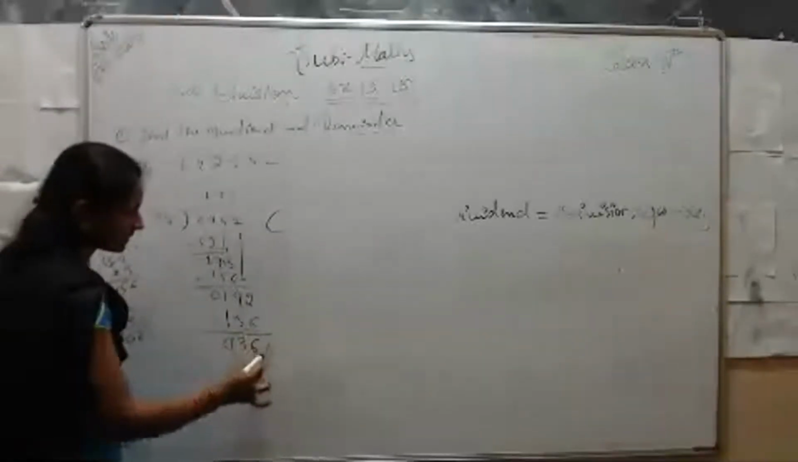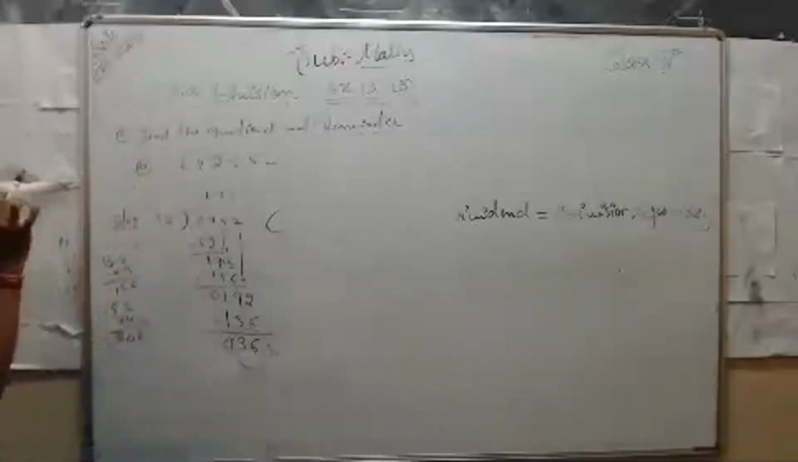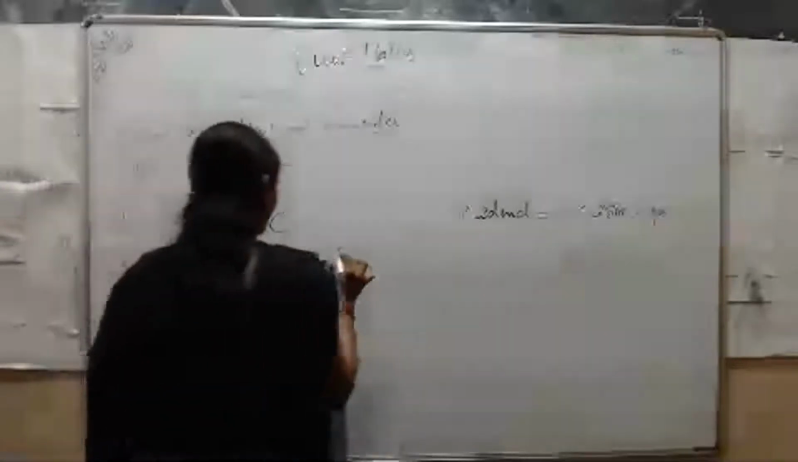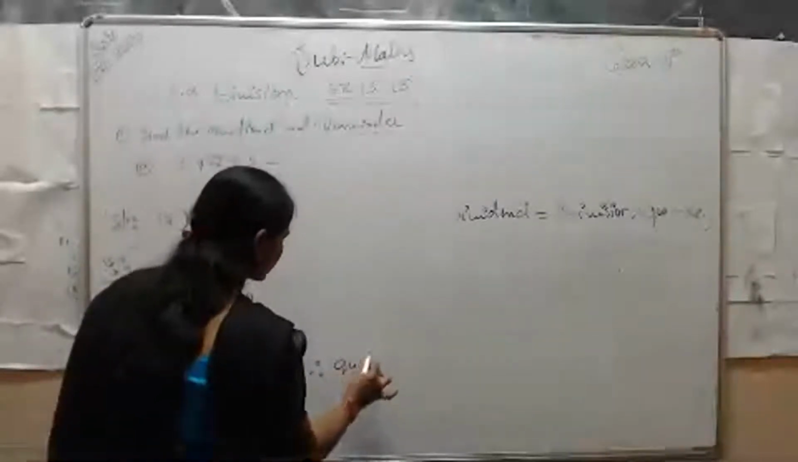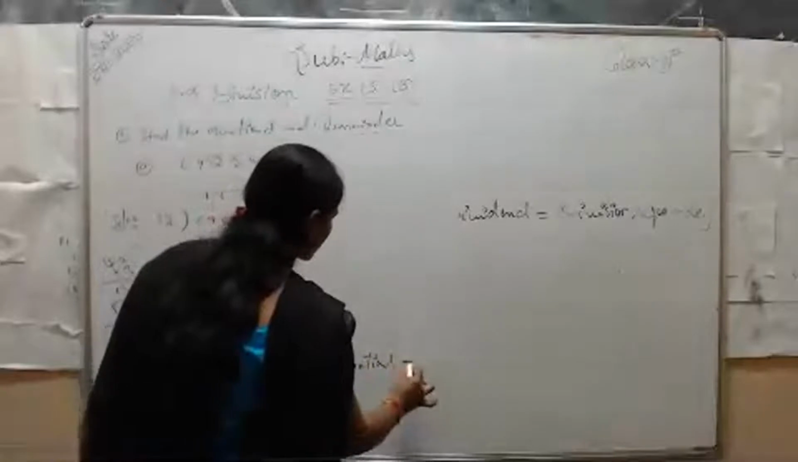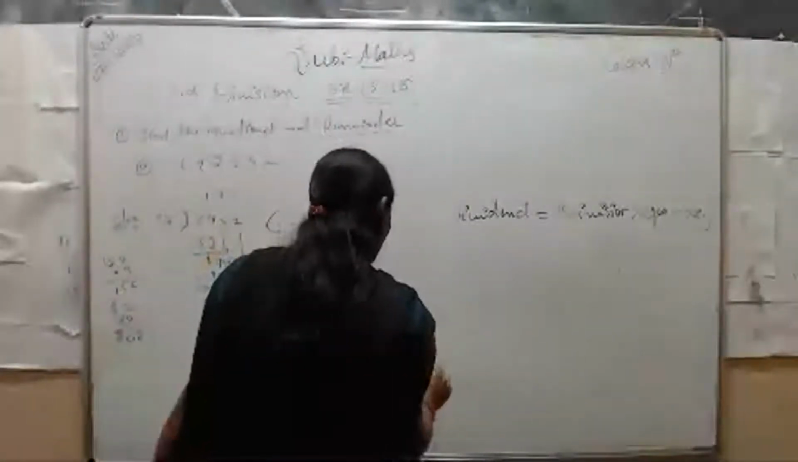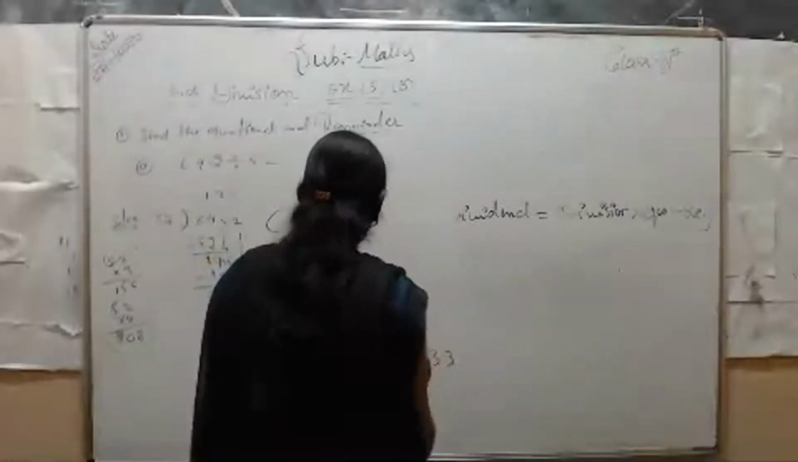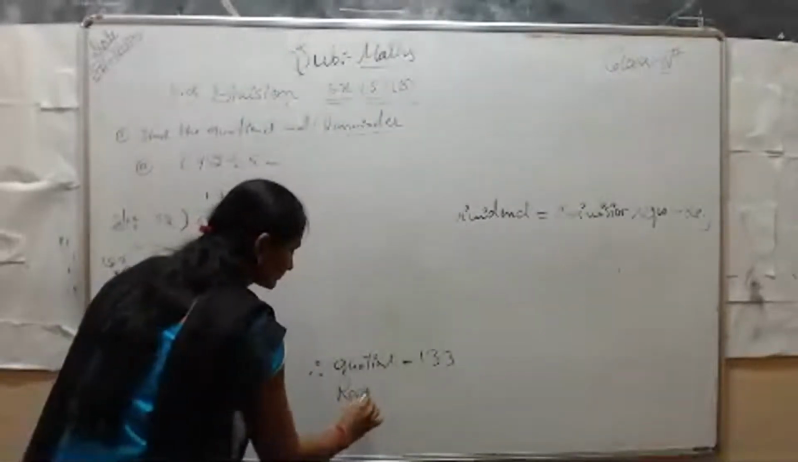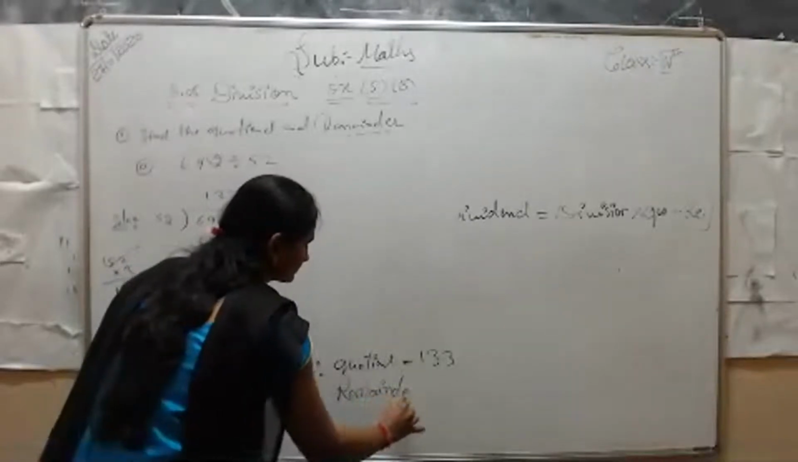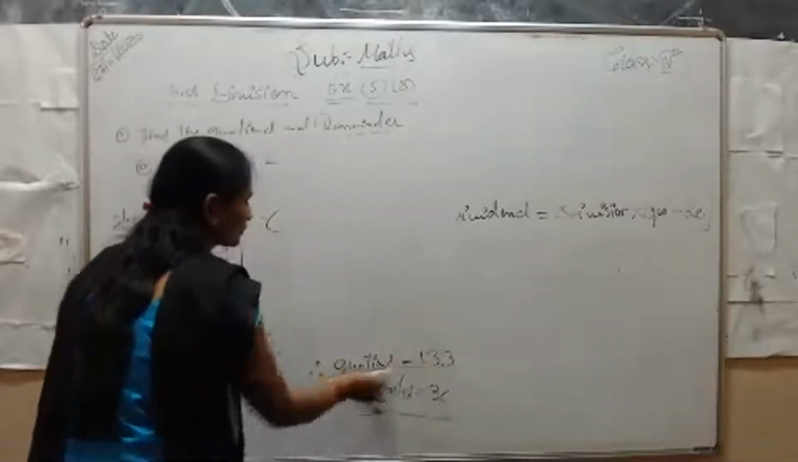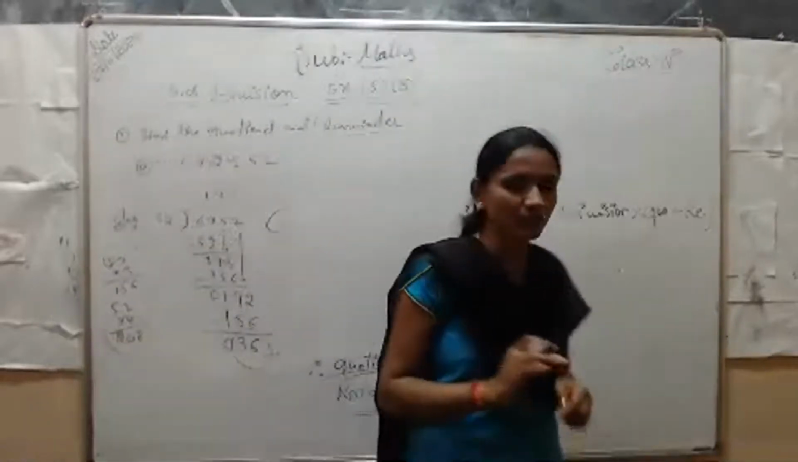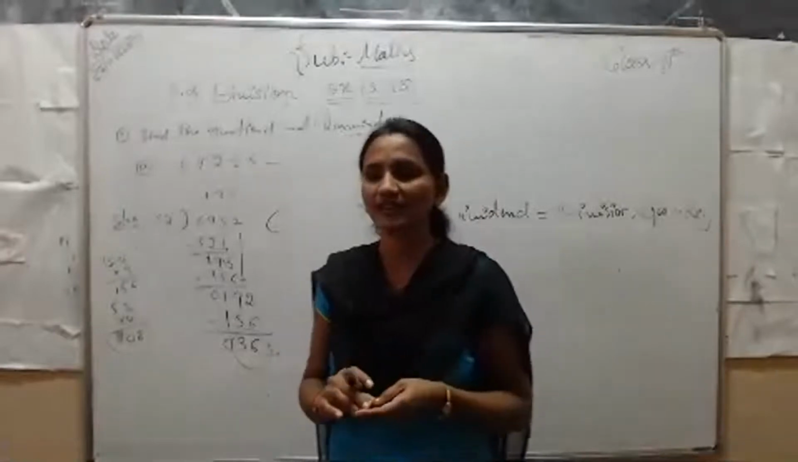Students, you know this is what? So we have to find the quotient and the remainder. So students, you know that therefore the quotient is equal to, so what is the quotient? So that is 133, and the remainder, students, the remainder is 36. So just you have to find the quotient and the remainder.